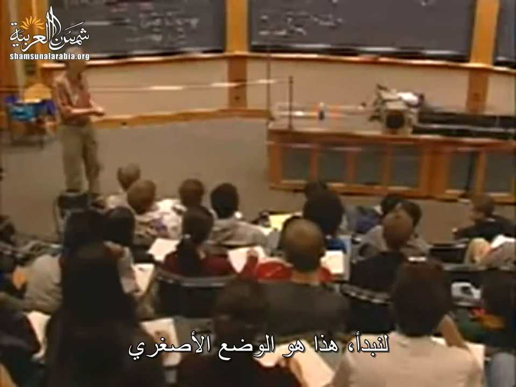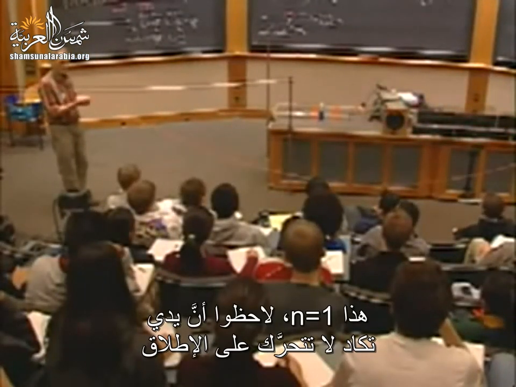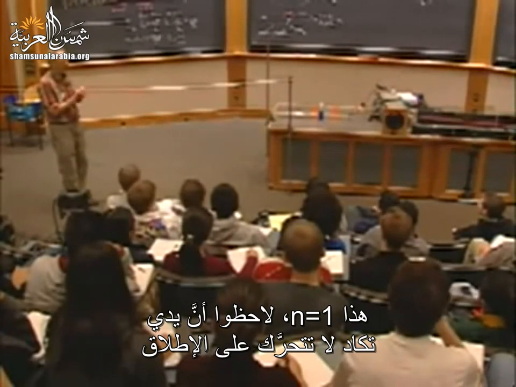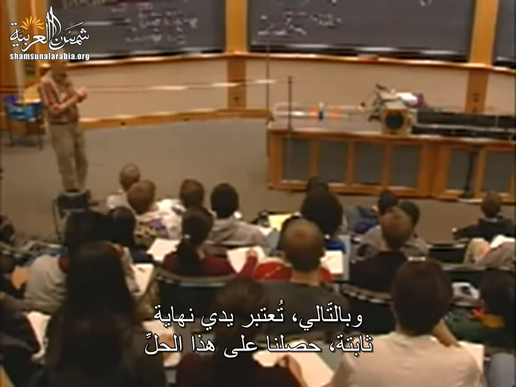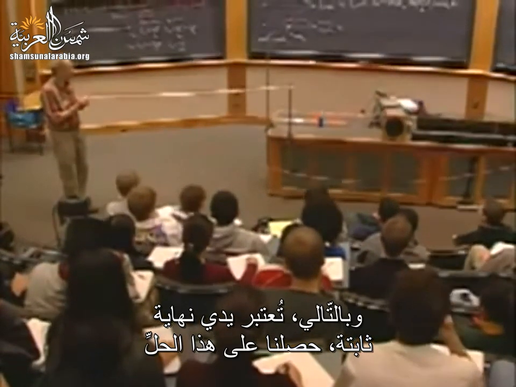Okay, there we go. This is the lowest mode. This is n equals 1. And notice that my hand is hardly moving at all. So my hand, for all practical reasons, is really a fixed end. So you get that solution.